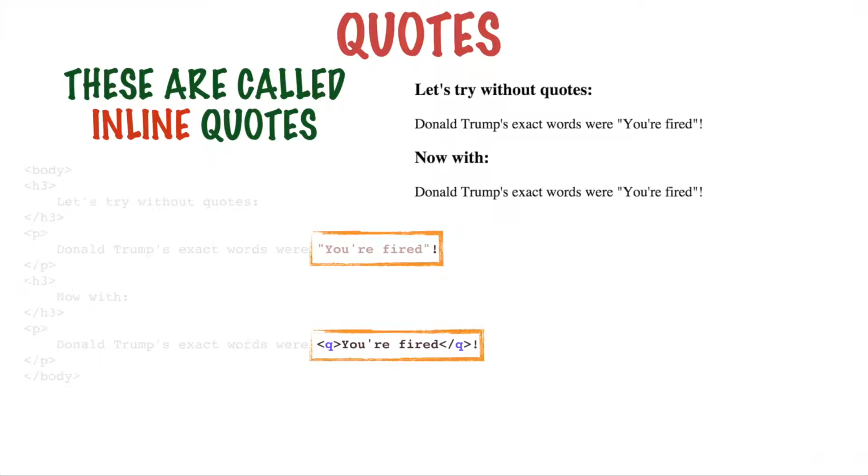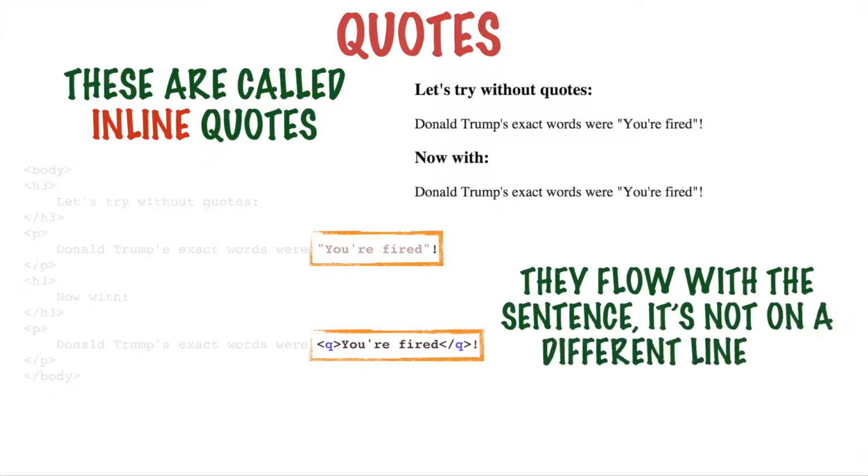Both of these types of quotes are called inline quotes, and the reason for that is the way the output is displayed to screen. In both cases, the bit inside the quotes flows with the sentence. The quote is not on a different line and it's not indented. Again, these are called inline quotes.